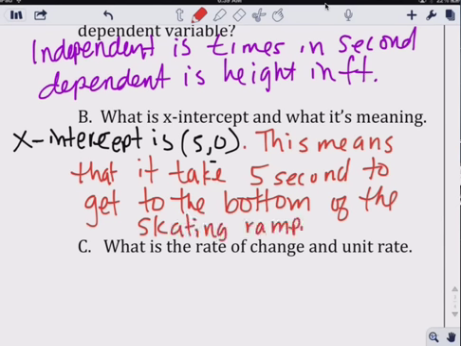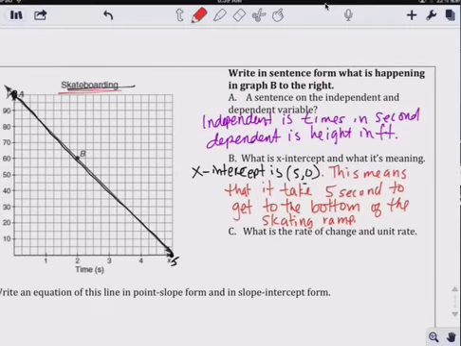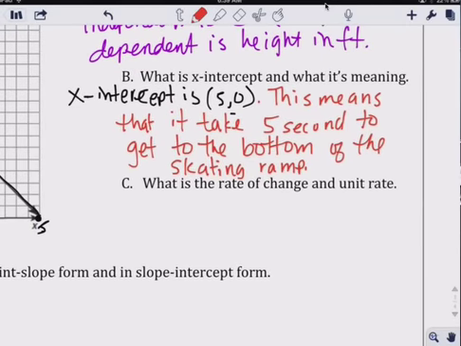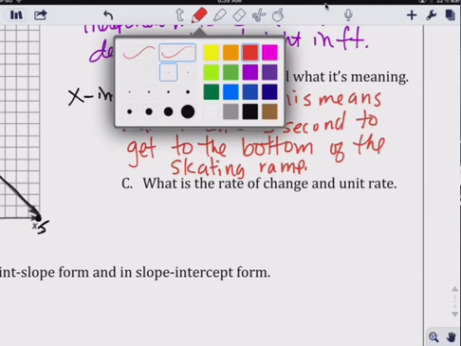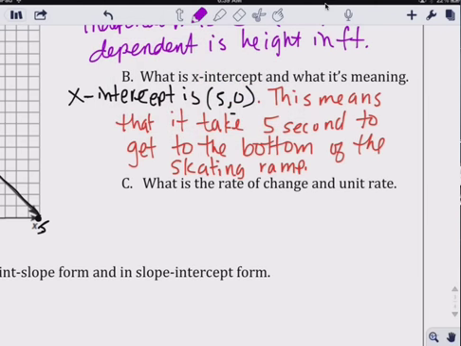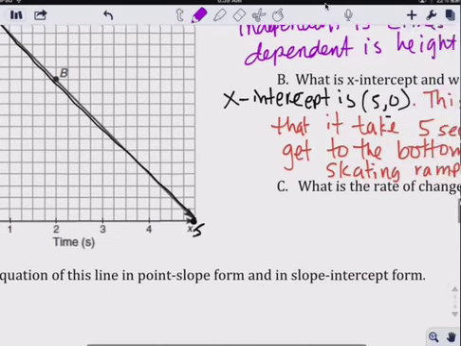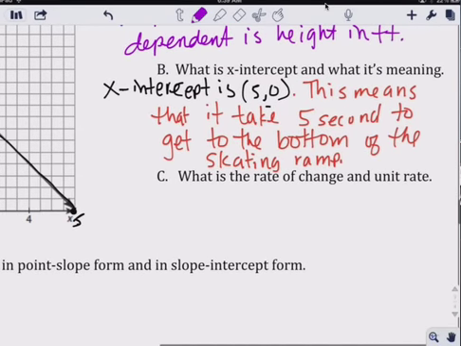Okay? Someone's skateboarding. That's how we know. Title is important. It helps you understand the story. What is the rate of change and the unit rate? Okay, the rate of change, the slope, unit rate.